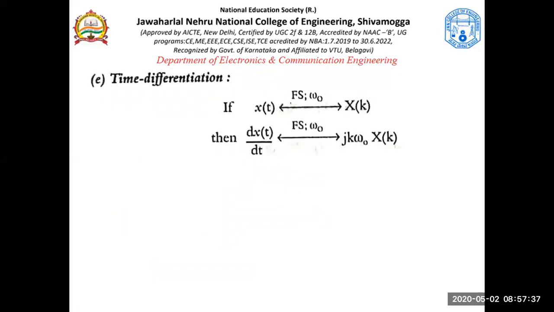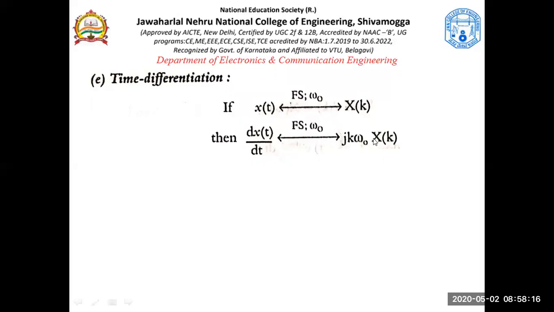Okay, so let's see the next property, that is time differentiation. What happens if we differentiate in time? The Fourier series components of x of t are x of k. I should say components, not Fourier series of. Fourier series is a representation of x of t. So the components of x of t in frequency domain are x of k's. So what happens if you differentiate it in time domain? What is this saying? If you differentiate it in time domain, then a factor jk omega naught comes along with x of k.